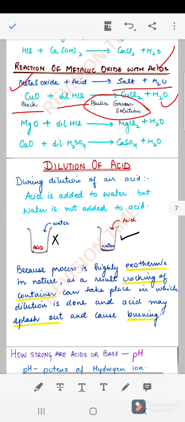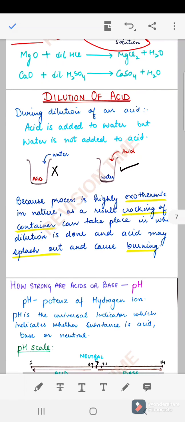So next we have dilution of acids. Acids need to be diluted because they are very strong in nature in the concentrated form, and they can cause several harms, right? So during the dilution of an acid while working practically in the laboratory, we should always follow a protocol.